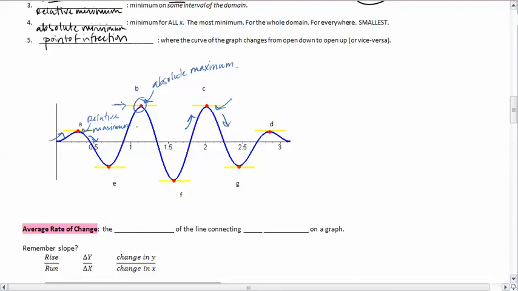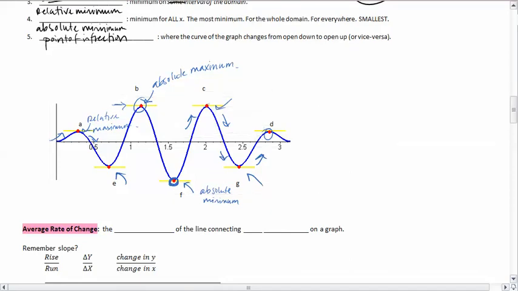Similarly, F is an absolute minimum because it's the lowest, most absolute minimum. G and E are relative. They occur when we go from a decrease to an increase, but they are not lower than F. It is also a relative maximum.